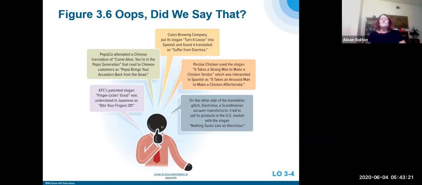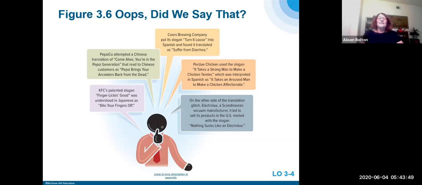Let's start at the top with Coors Brewing Company. Put its slogan, turn it loose, which in Spanish is translated as suffer from diarrhea. So we don't want to make the mistake of saying turn it loose for something we're selling in Mexico. We have to make sure that terminology is written right.